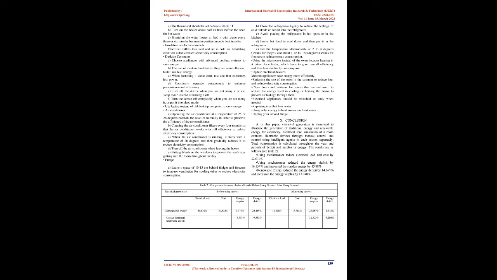Reliance on natural lighting. There is no need to turn on the lights during the day, it is preferable to rely on natural light. Water heater. A. The thermostat should be set between 50 to 60 degrees Celsius. B. Turn on the heater about half an hour before the need for hot water. C. Emptying the water heater to feed it with water every 3 or 6 months because impurities impede heat transfer. Insulation of electrical outlets. Electrical outlets leak heat and let in cold air. Insulating electrical outlets reduces electricity consumption.